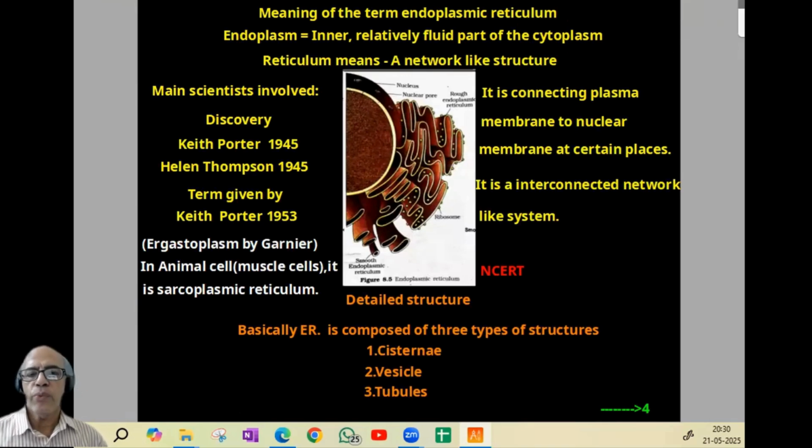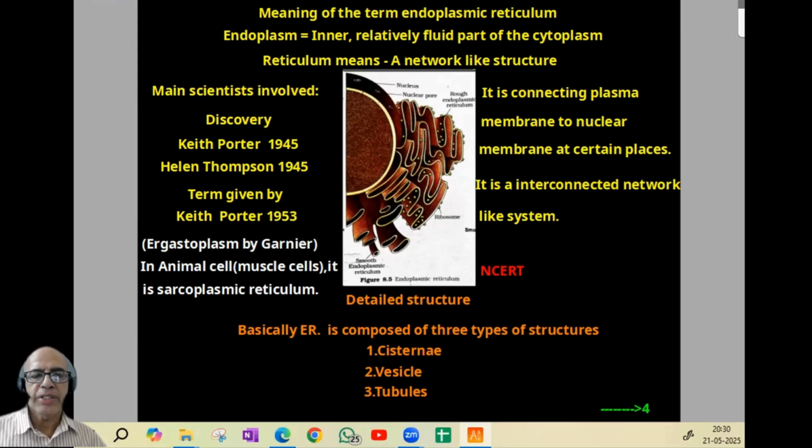So what is the meaning of the term endoplasmic reticulum? Endoplasm always means inner. That is the relatively fluid part of the cytoplasm. Reticulum means a network-like structure. In algae, you may have studied the reticulate chloroplast. So, network.